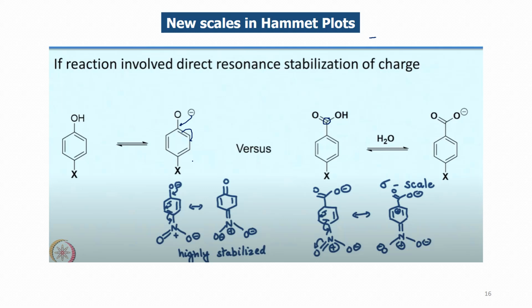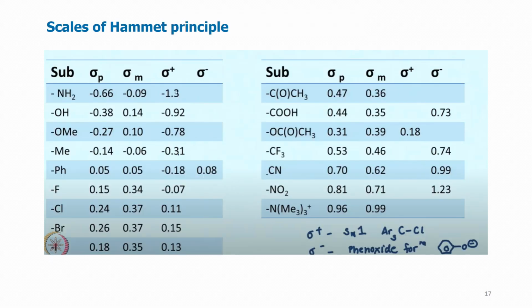So whenever there is an electron withdrawing or electron donating substituent, it will be affected in a higher range than in the benzoate anion, because this is directly connected to the phenyl ring. Because of this, some other scales have been introduced by Hammett. What is that? That is sigma plus and sigma minus.